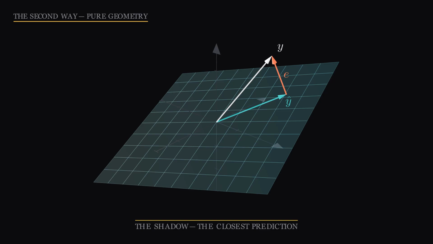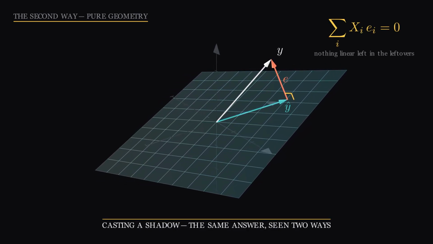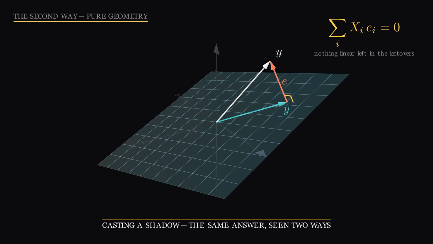And here is the magic. The leftover arrow meets the surface at a perfect right angle. That's exactly perpendicular. That perpendicularity is not a coincidence, it's the entire point. It says that after we have fit the model, whatever is left over has no straight line relationship with x remaining in it. We have squeezed out every last drop of linear information x had to offer. What's left is pure leftover.